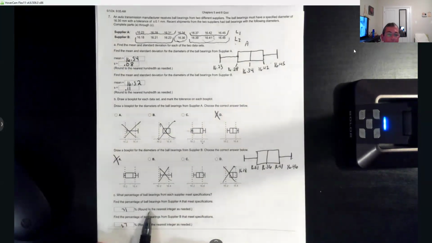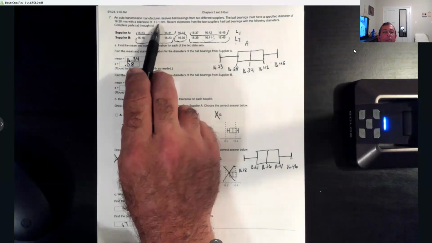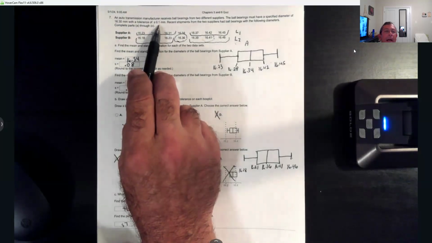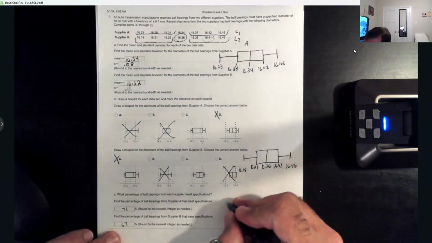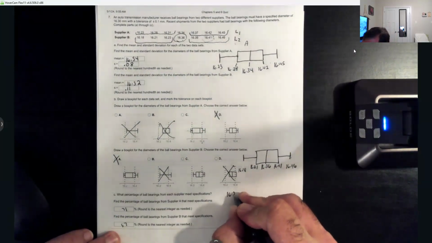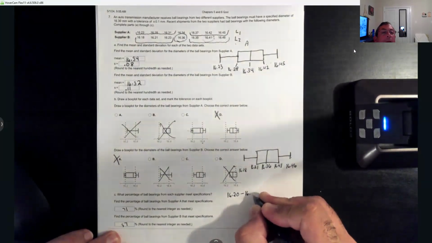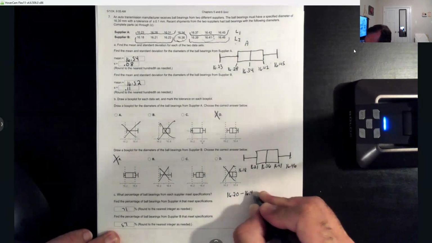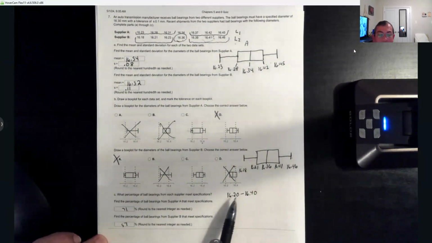All right, now what I did on this part, I took this 16.30 and it can have a tolerance of 0.1. So I added that and subtracted that from this value. And I'm looking at a value from 16.20 to 16.40. So basically, I'm looking at my confidence interval almost.